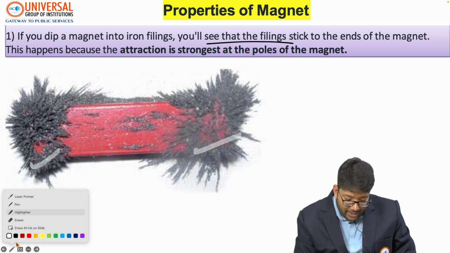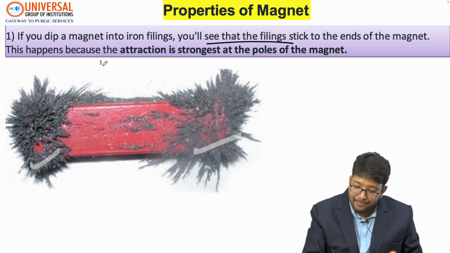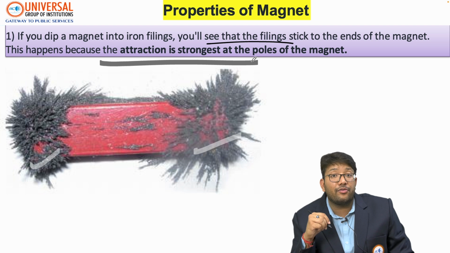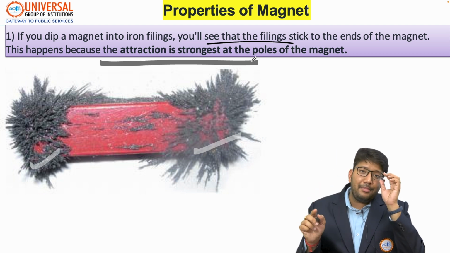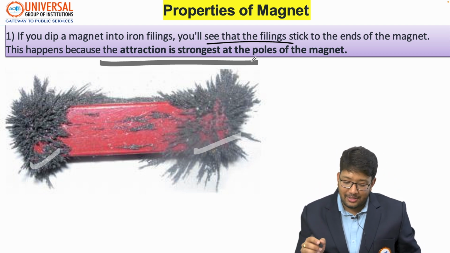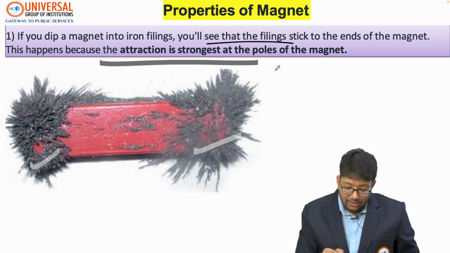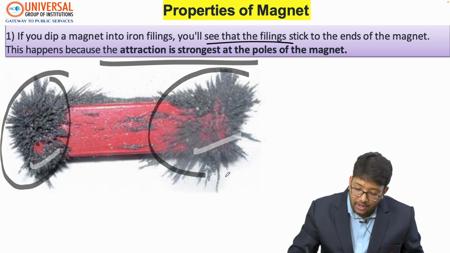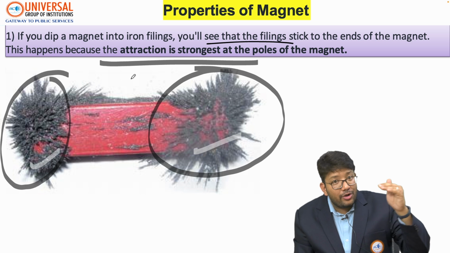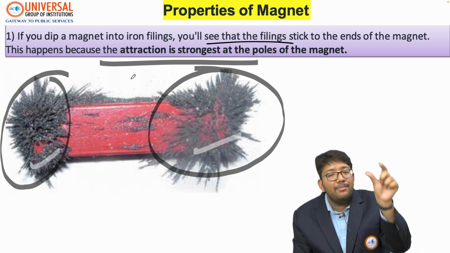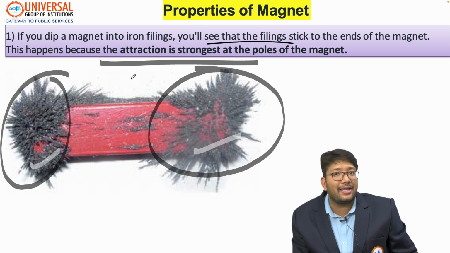Before going to that, I want to tell you that this happens because attraction is strongest at the poles of the magnet. So if in an examination a question is asked where is the strongest point of a magnet, the answer would be the poles, and these are the north and south pole. Now we are slowly moving toward Earth's geomagnetism also.